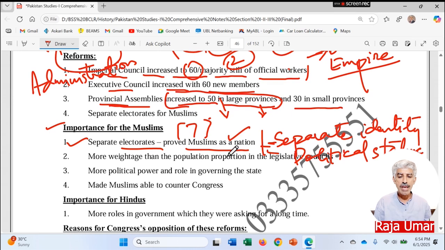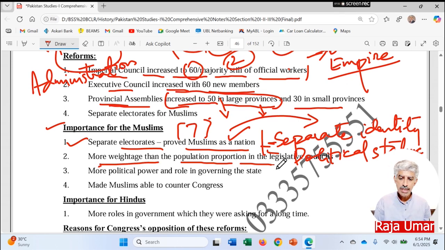But what was the impact? Number one, they were somehow indirectly declared as a separate nation of the subcontinent if they were awarded the separate electorate. And because of that separate electorate, now they had a separate identity and separate political stature in the subcontinent. Now they had the way forward to move further politically towards the betterment of Muslim rights.